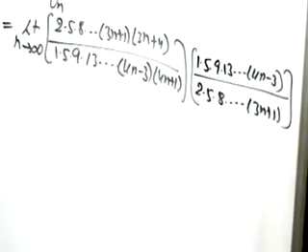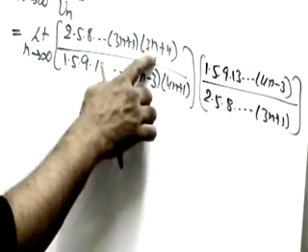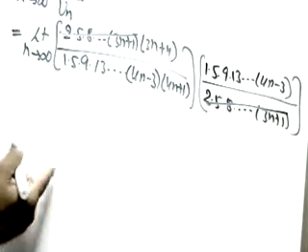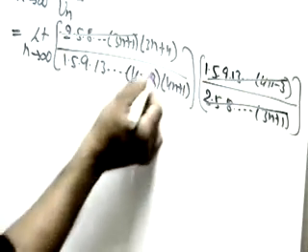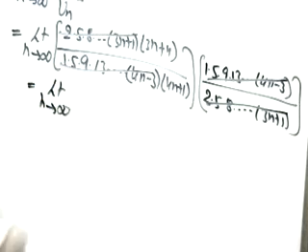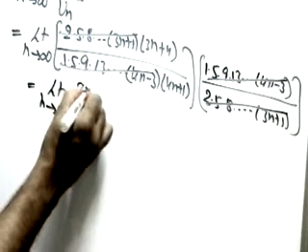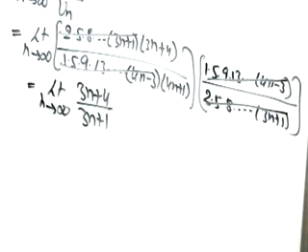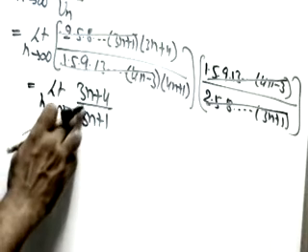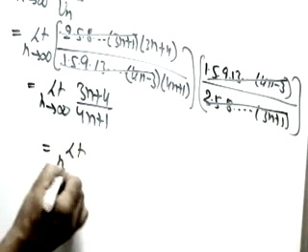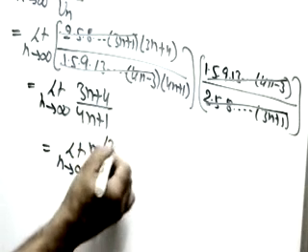Now let me do the cancellations. Watch carefully. The similar terms up to 3n plus 1 will get cancelled here. In the same way, up to 4n minus 3 they get cancelled here. Now what is left here? Limit n tends to infinity of 3n plus 4 divided by 4n plus 1. Let me take common, limit n tends to infinity.